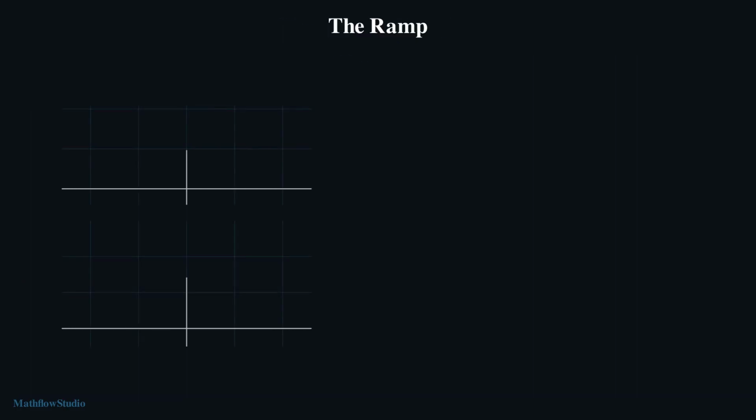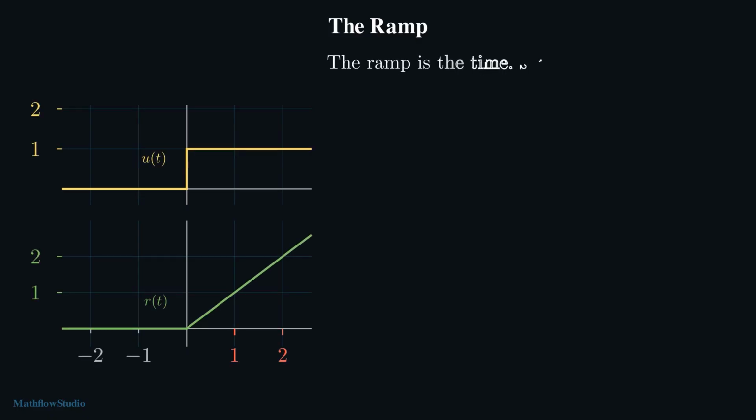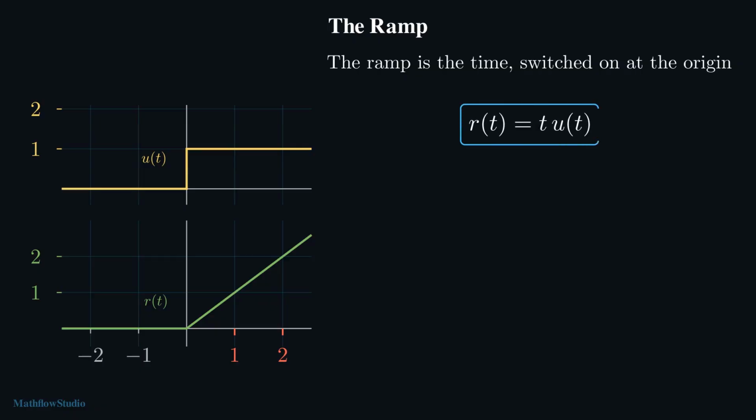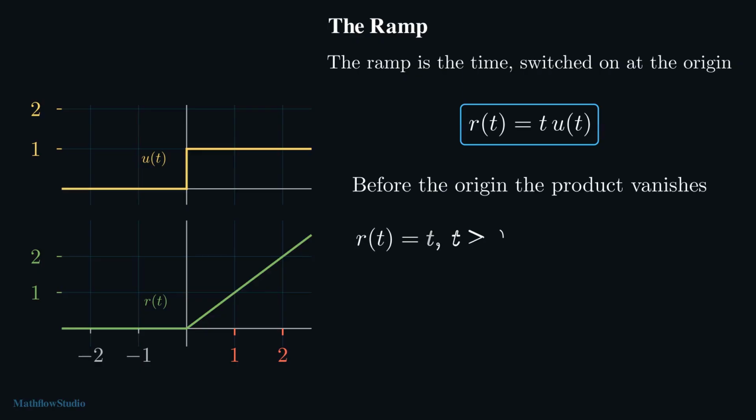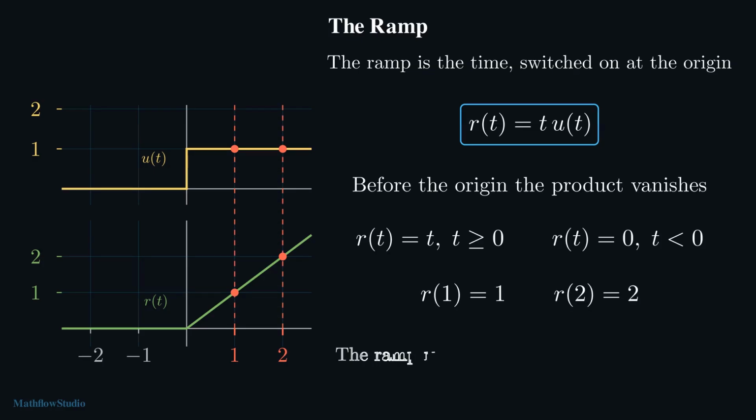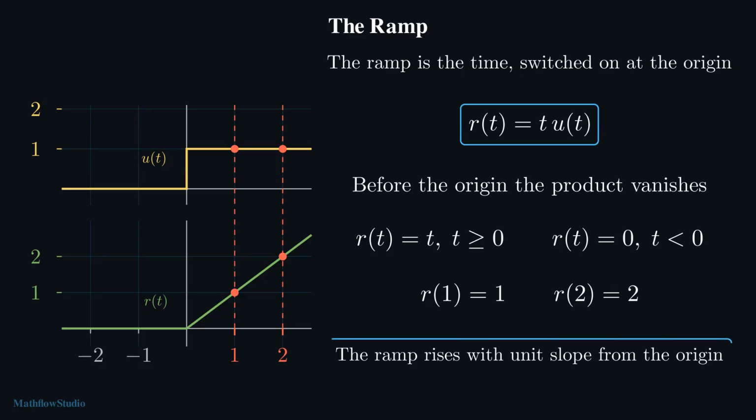The unit step is 1 from the origin onward and 0 before it. The ramp is the time itself, switched on at the origin. Multiplying the time by the unit step gives the ramp function r. Before the origin, the step is 0, so the product vanishes. After the origin, the step is 1, so the product is the time itself. At the instant 1, the ramp is 1, and at the instant 2, the ramp is 2. The ramp rises with unit slope from the origin onward.